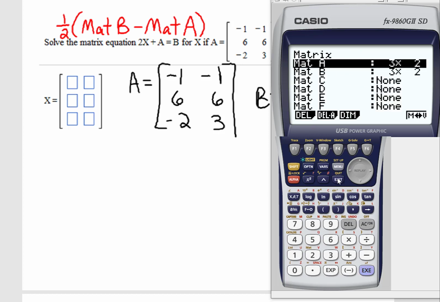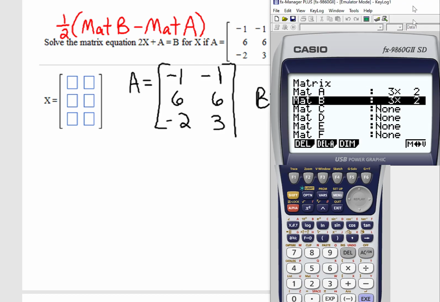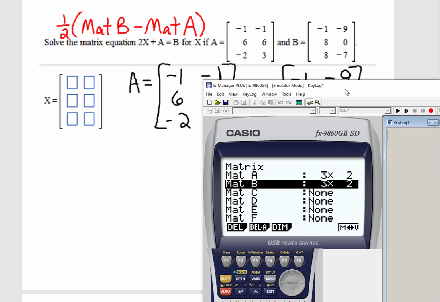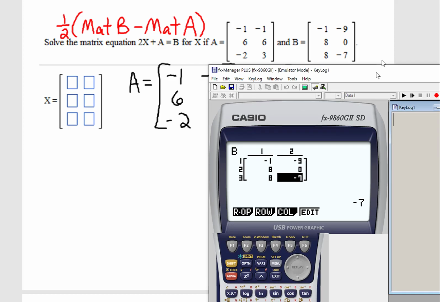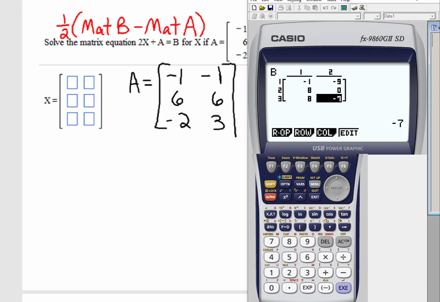So I'm going to exit back out, go to matrix B, and my dimensions are fine, so I could just press execute and then start entering the values in. -1, -9, 8, 0, 8, -7. Check the values. Okay, values look good, so I'm going to exit out.